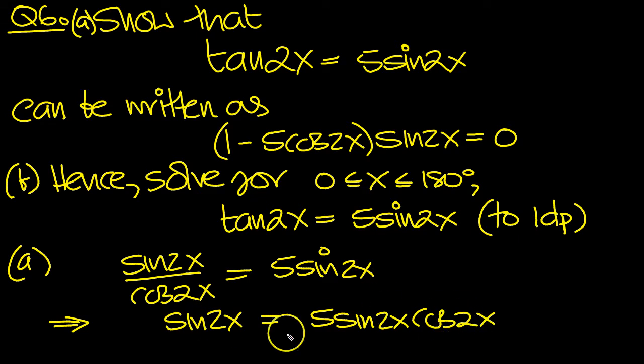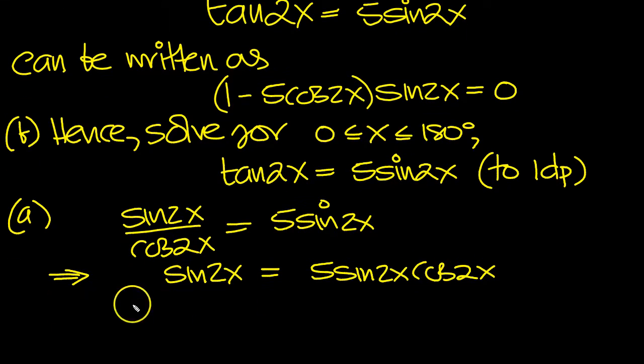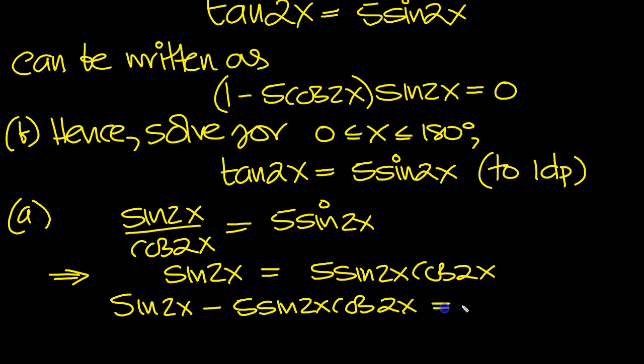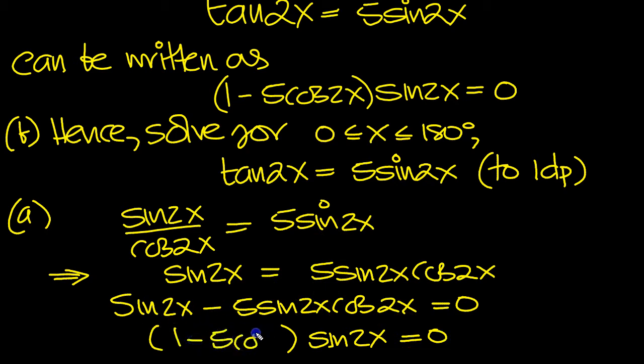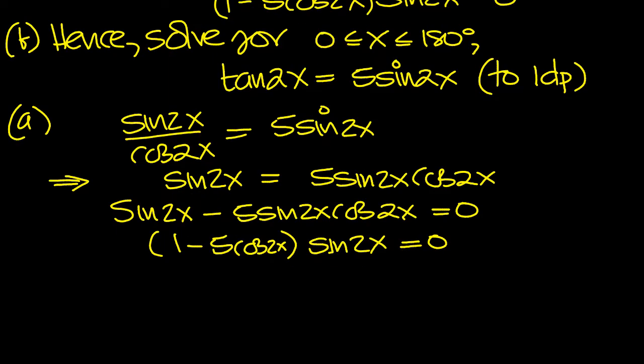And now move this object over to the left hand side. So we get sine 2x minus 5 sine 2x cosine 2x equals 0. And there's a sine 2x common, isn't there? So pull that outside a bracket, and we've got 1 minus 5 cosine 2x, which is what we wanted. Hence, solve this equation then. So part B.